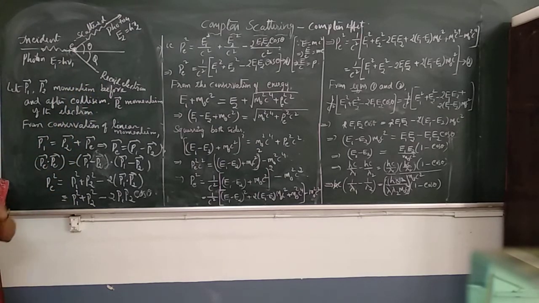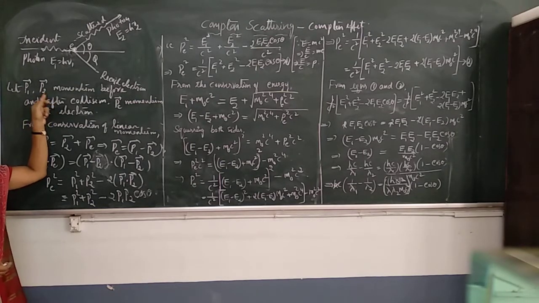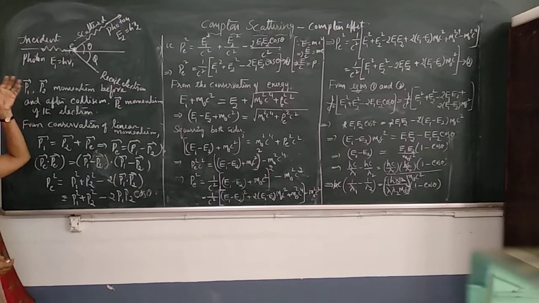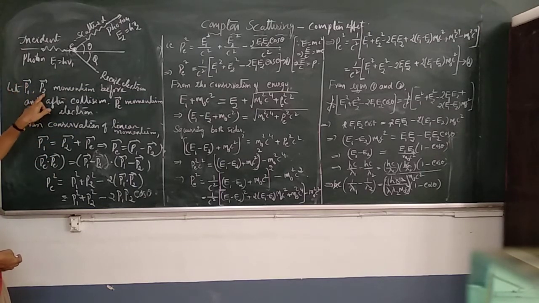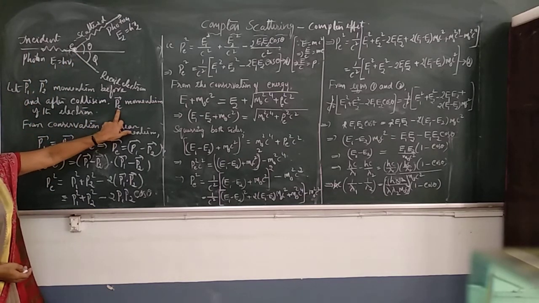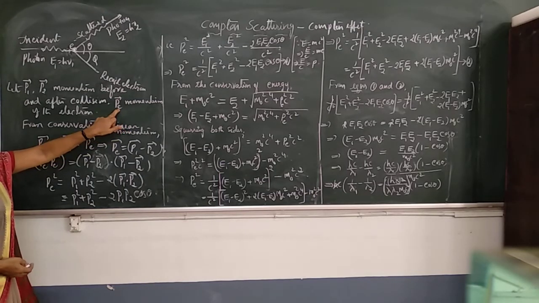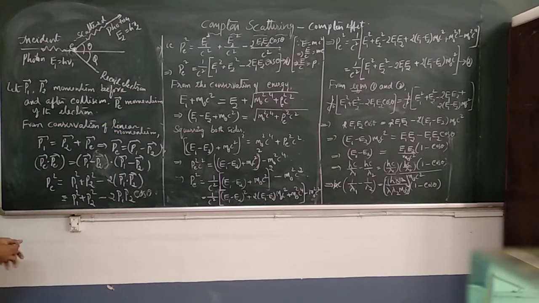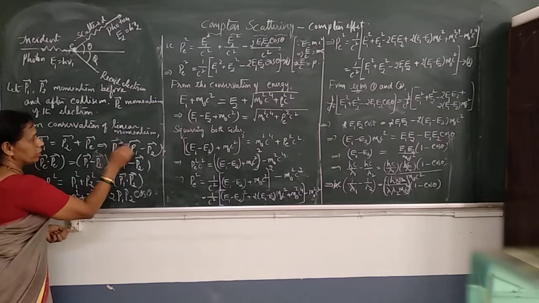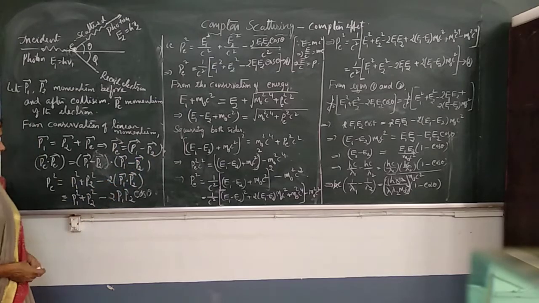Let us apply the conservation of momentum. Let P1 and P2 vector be the linear momentum of the incident photon before and after collision. P1 that of the incident photon, P2 the scattered photon. And let P suffix e be the linear momentum of the recoil electron. By applying conservation of linear momentum, we write momentum before collision equal to momentum after collision. From this, we get Pe vector equal to P1 vector minus P2 vector.